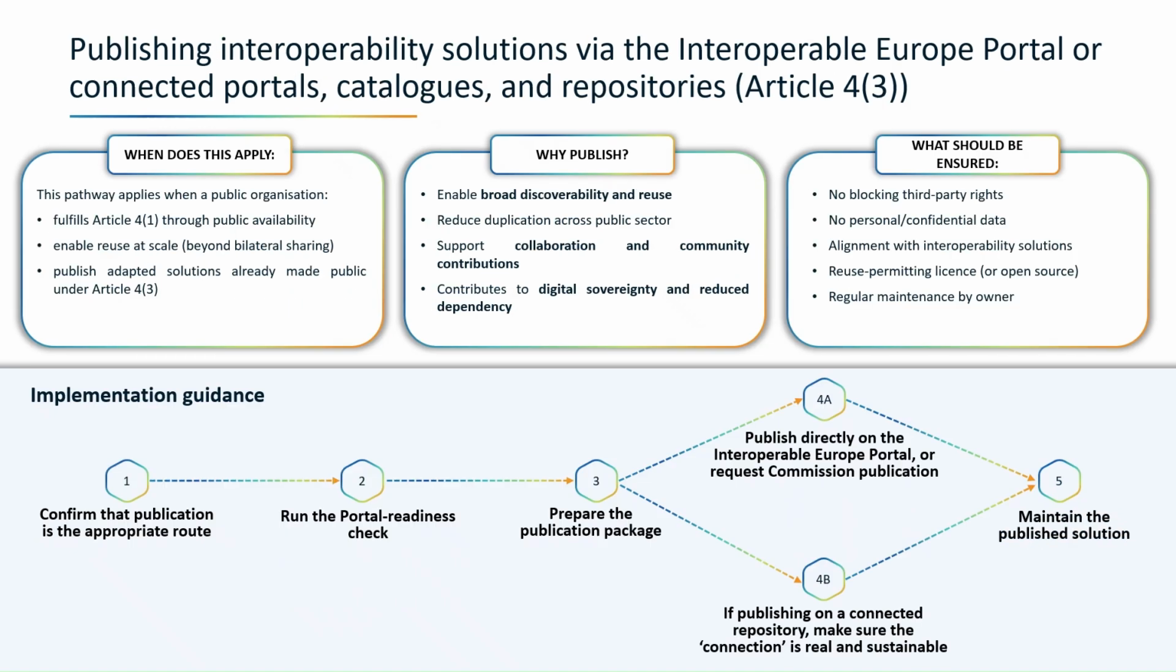Moving to pathway 2, concerning publication, it applies in 3 main situations. First, when a public organization fulfills the sharing obligation by making a solution publicly available. Second, when it wants to enable reuse at scale beyond bilateral sharing. And third, when an adapted solution must be published because the original solution was already made public under Article 4.3, which we will get into a bit later.